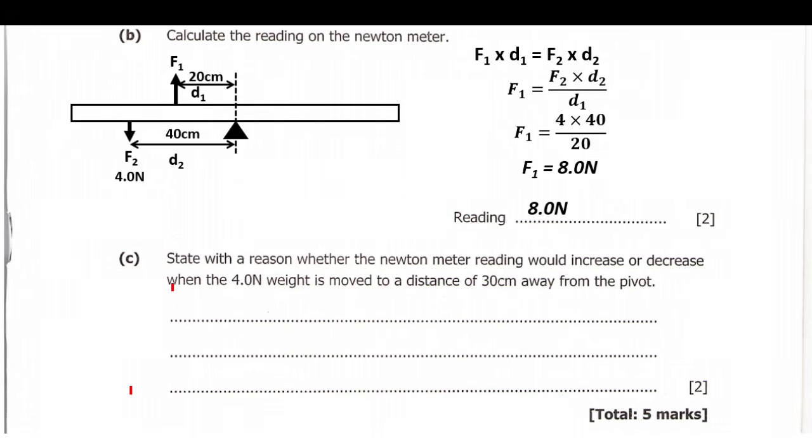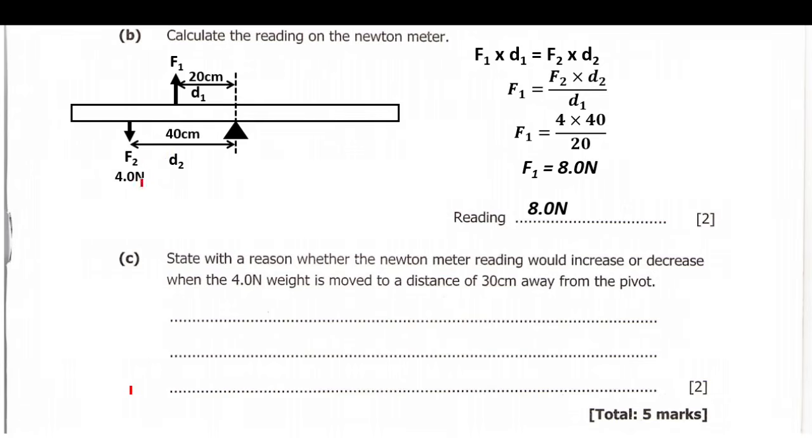All right. C reads, state with a reason whether the Newton meter reading would increase or decrease when the 4.0 Newton weight is moved to a distance of 30 centimeters away from the pivot. So here what they are saying is we state whether the Newton reading here would increase or decrease when this 4 Newton is moved to 30 centimeters away from the pivot.